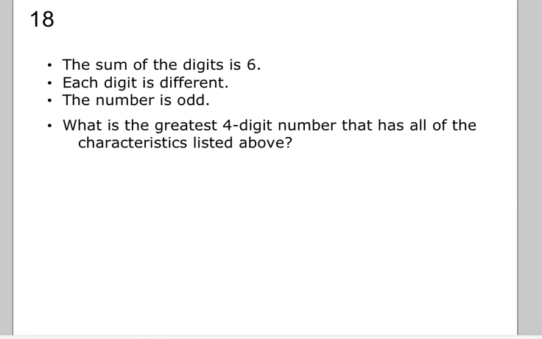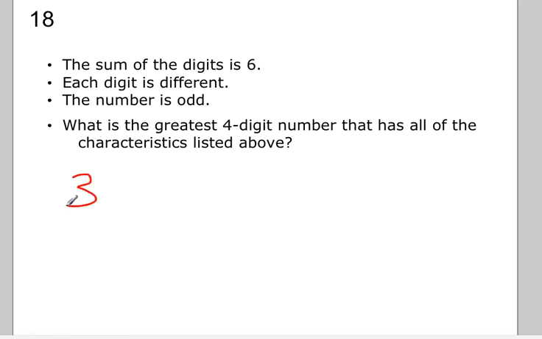But if you had 6 plus 0 plus 0 plus 0, that's 6, but each digit's not different. 5 plus 1 plus 0, but then you have to have that fourth digit be 0, still not the same. You could have 4 plus 1 plus 1 plus 0, but again, you repeated the 1. So the biggest digit to start with you're ever going to have is 3.